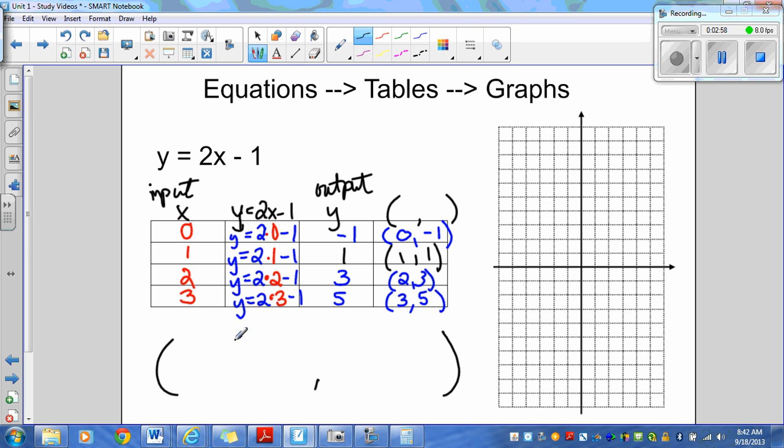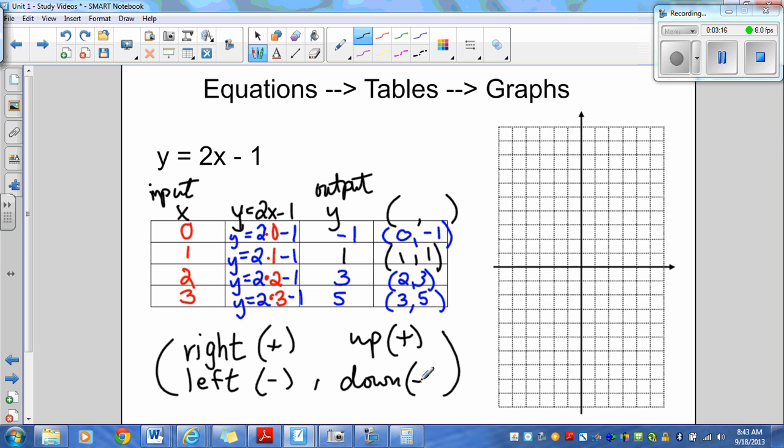The first number in the point is going to mean, are you going right or left? If I have 0, I'm not going right or left at all. But if I have a positive number, I'm going to the right. If I have a negative number, I'm going to the left. Up is positive, down is negative. So in this case, 0, -1, I'm going right or left 0, and I'm going down 1. 1, 1, I'm going right 1 and up 1. 2, 3, I'm going right 2 and up 3. Then right 3 and up 5.